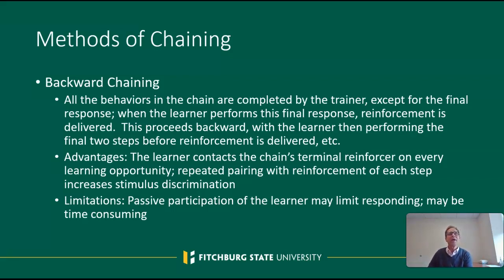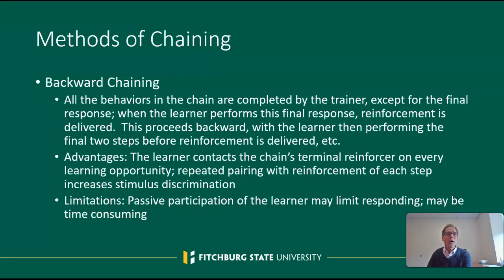And an advantage of backward chaining is that the learner contacts the chain's terminal reinforcer on every learning opportunity, which basically means that we're always in a place where the last step is being done and then reinforcement is being delivered, which is ultimately when reinforcement is going to be delivered once the learner has the entire behavior chain in their repertoire, as opposed to a forward chaining approach where we're delivering reinforcement at some intermediate part of the behavior chain when it's not actually going to occur. So we're constantly shifting when reinforcement is occurring with forward chaining. Another advantage is that repeated pairing with reinforcement of each step can increase that stimulus discrimination.